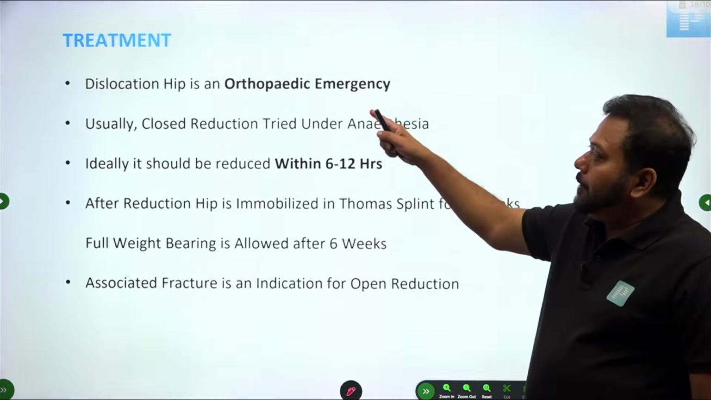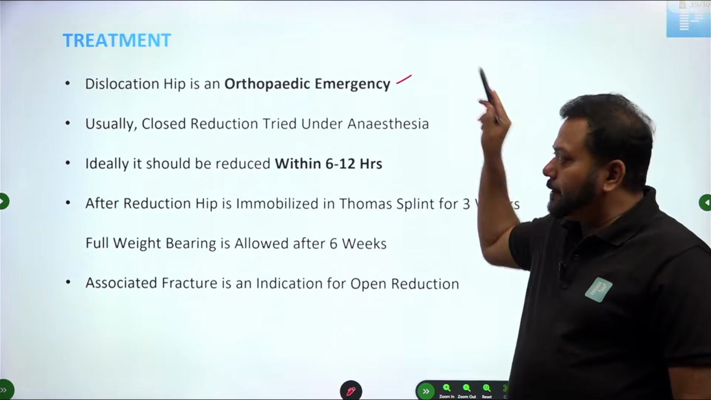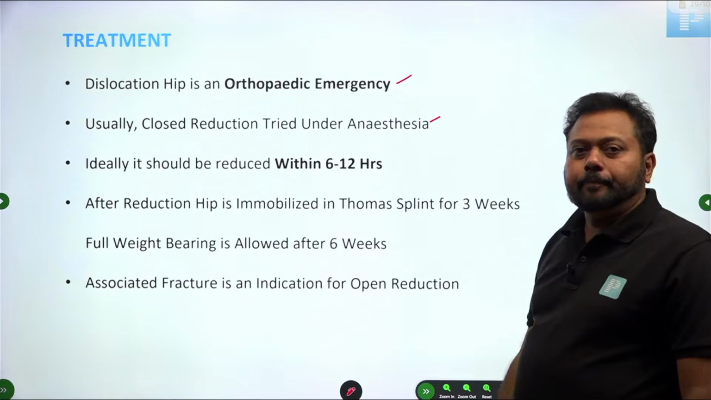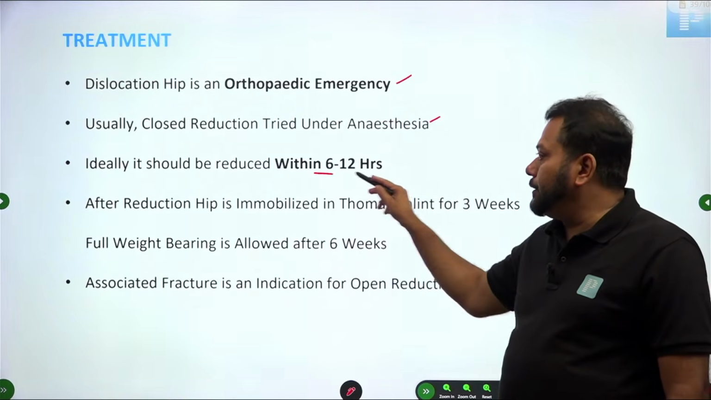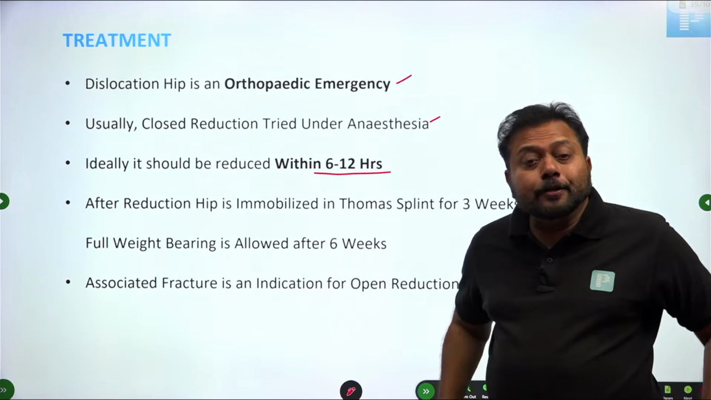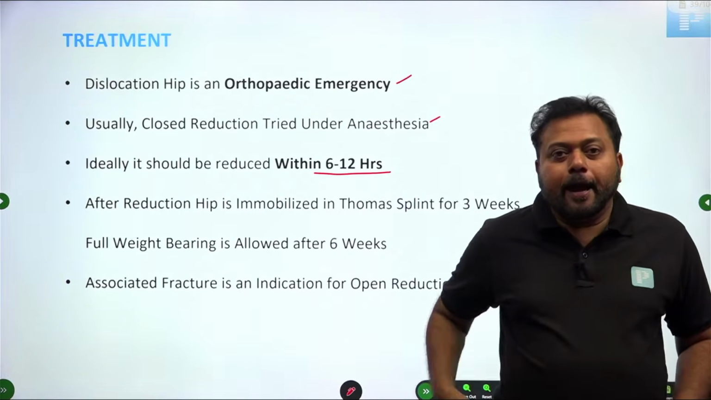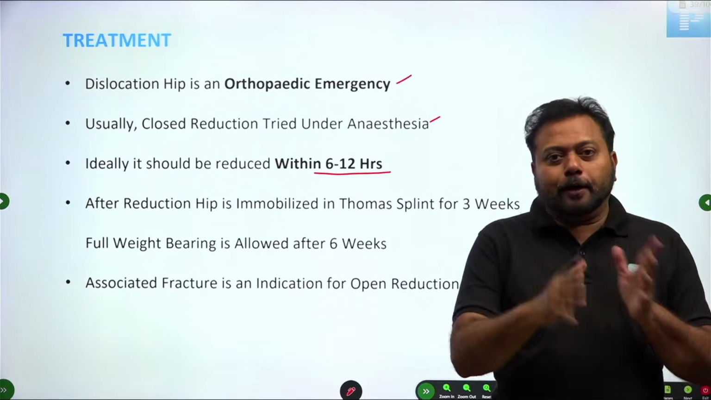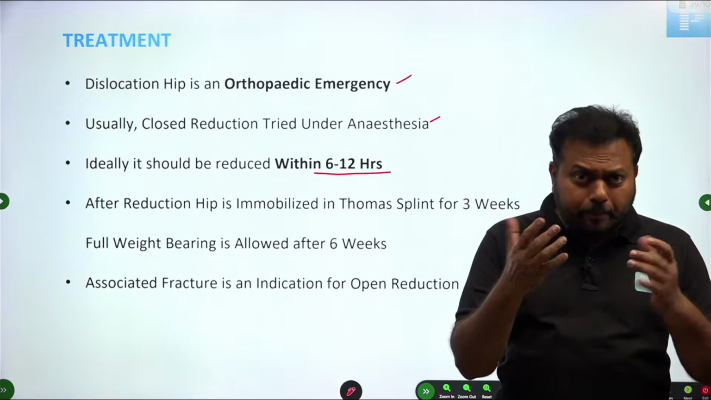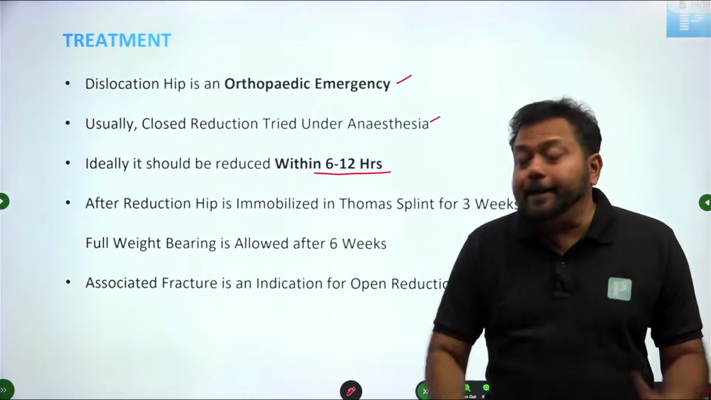Now, coming to the treatment, dislocation hip is an orthopedic emergency. Usually, closed reduction is tried under anesthesia. Ideally, it should be done within 6 to 12 hours. Why should it be done within 6 to 12 hours? If anyone answers this question correctly, I'll give a big clap to you with your name. You'll be appreciated. I will count because there is no time. Quickly answer. Why should it be reduced immediately?